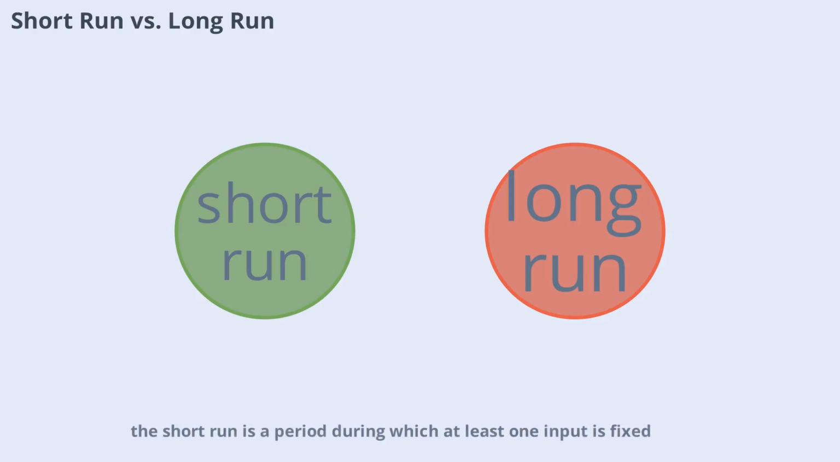In microeconomics, the short run is a period during which at least one input is fixed, while the long run is when all inputs can be varied. This distinction is important for understanding how businesses adjust to changes in demand or technology. In the short run, firms may not be able to change their factory size, but in the long run they can expand or contract as needed. These concepts help explain how businesses plan for the future and respond to market conditions.